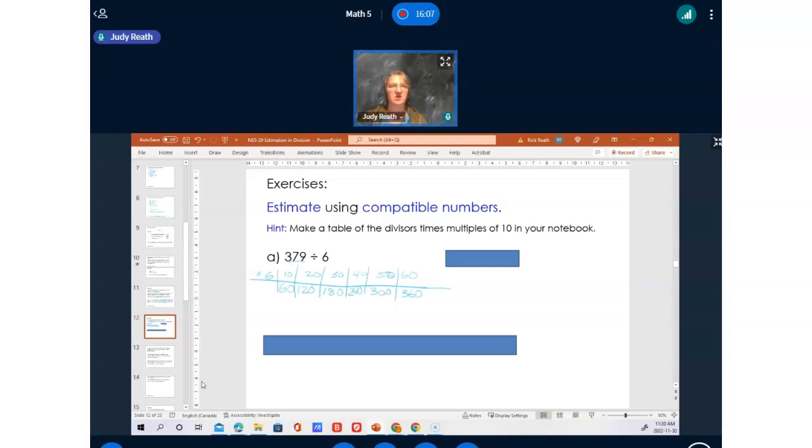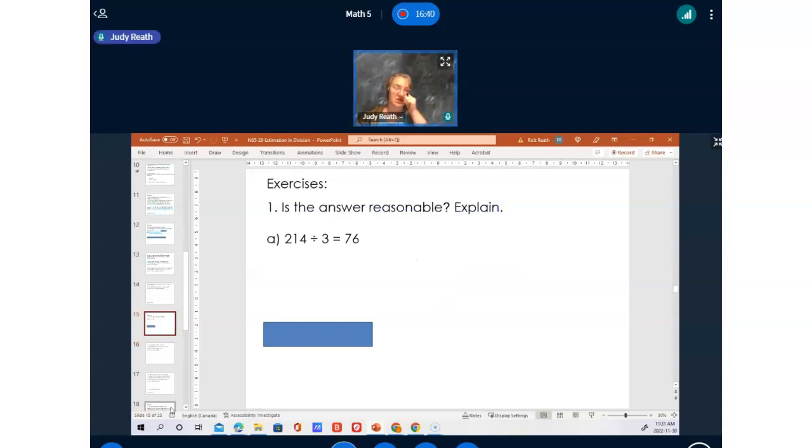Let's do one more, see if we can get closer. 6 times 70 would be 420. So which number would you say is the closest to 379? It would be 360, right? So right here, we could say 376 divided by 6 is approximately 60. It won't be exact, but it's approximate. And we can use this to find if our answers are reasonable.